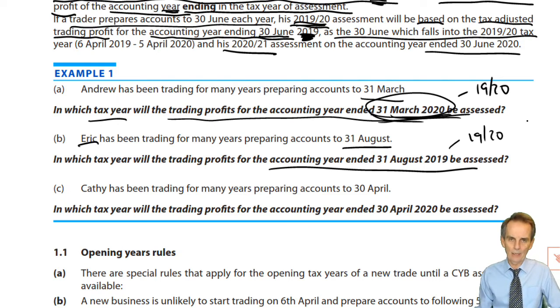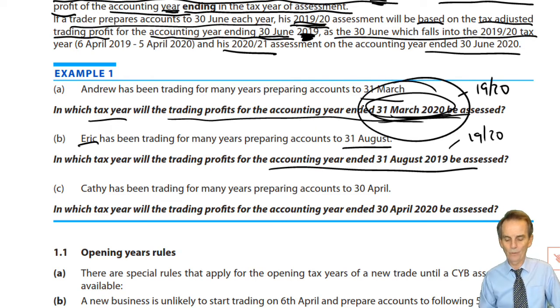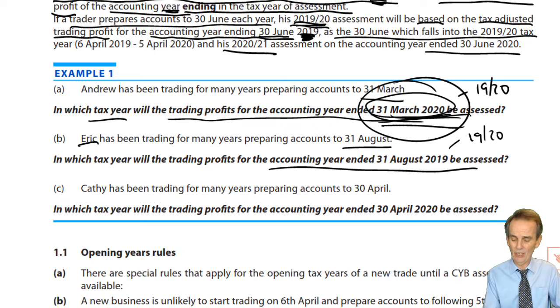Where we do have to be just a little bit careful is where we do have those accounting year ends either side of the 5th of April, either just before the end of the tax year, as was that one, the 31st of March 20, was just before the end of the 1920 tax year. So it falls in the 1920 tax year. So that is the period to be assessed, year ended March 20.